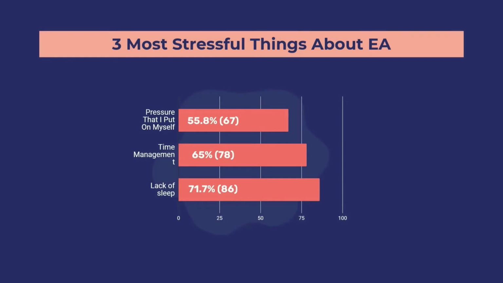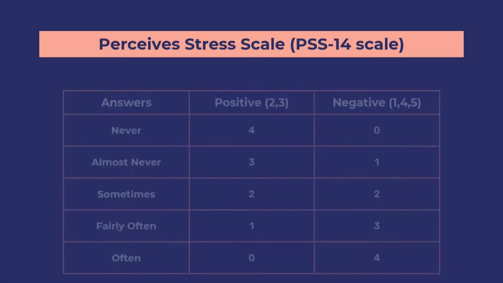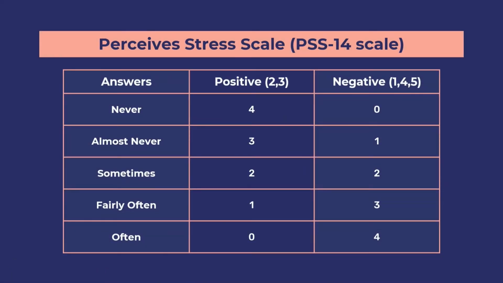The three most stressful things during the previous EA chosen by the involved CE students are the lack of sleep, time management issues, and the pressure that they put on themselves, which can also be associated with the self-criticism issues. To measure the stress experienced by the students during the previous EA, we adapted 5 questions from the existing Perceived Stress Scale 14, which is widely known as PSS 14. These 5 questions consist of 2 positive questions and 3 negative questions. The positive questions are question 2 and question 3, meanwhile the negative questions are question 1, 4 and 5.